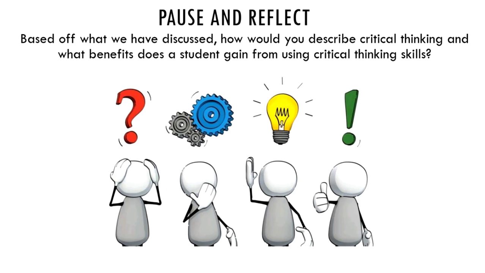It's time just to sit here and pause and reflect. What you should do is get out a separate sheet of paper, or if you're sitting at your desk and you have a second screen, you can always open up Google Docs and do this on there. Based off what we have discussed, how would you describe critical thinking and what benefits does a student gain from critical thinking? On top of that, what benefits does somebody get from working collaboratively? That would be something else to reflect on. So in 2 or 3 sentences, go ahead and write down what you think and pause the video while you do.